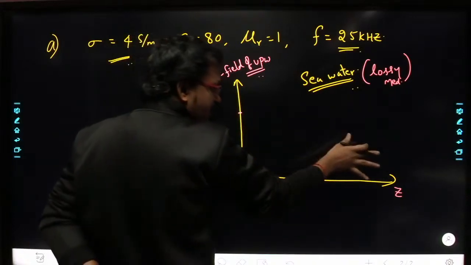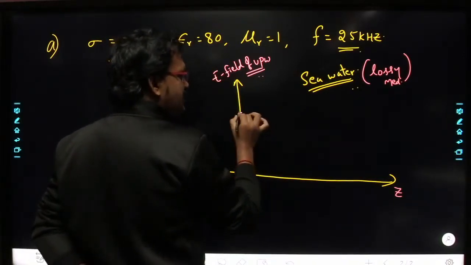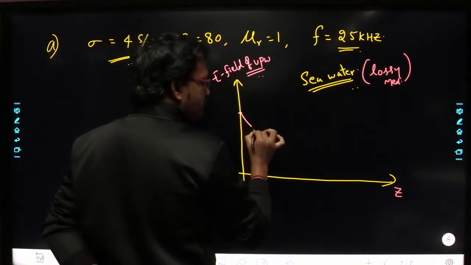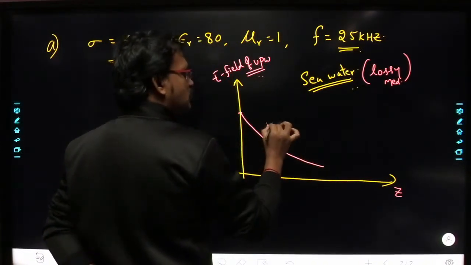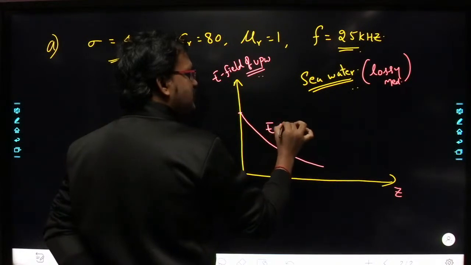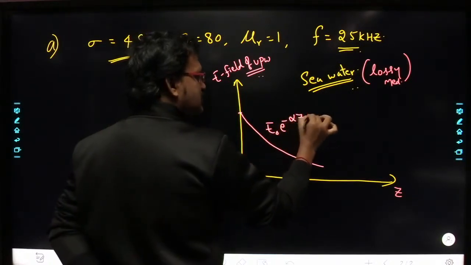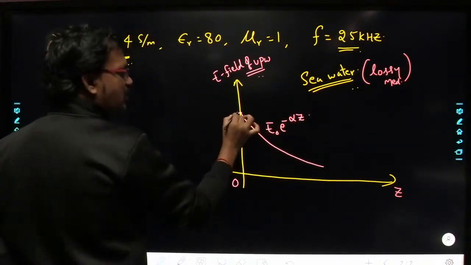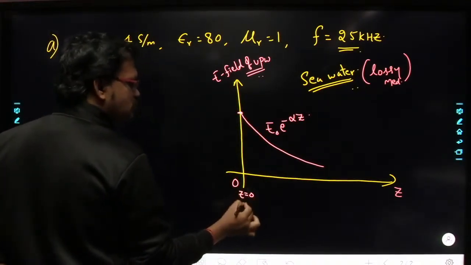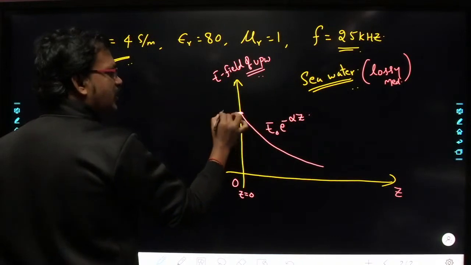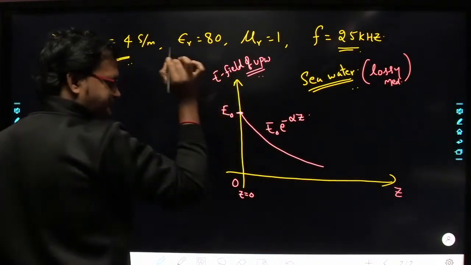So let us say I am considering the electric field of the electromagnetic wave. As it propagates in this medium, its amplitude is going to decay exponentially. I can represent the exponential decay as E naught into e power minus alpha z, where E naught is nothing but the initial amplitude. Let us say at this location z is equal to 0, the initial amplitude is E naught.